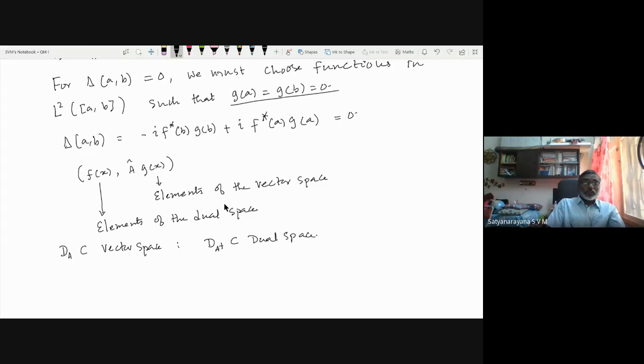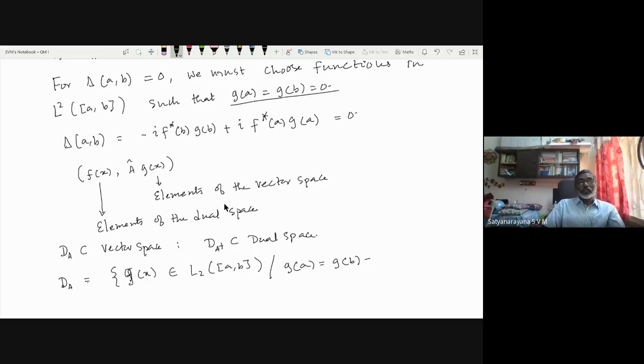Okay. Now suppose I am choosing my vector space like this. Suppose I choose my domain of A as a set of vectors or functions. Let me call this g of x in L2 of (a, b), such that g of a is equal to g of b is equal to 0. Suppose I choose my domain of A to be like this.